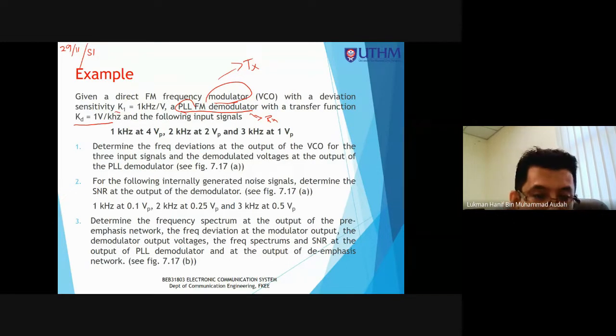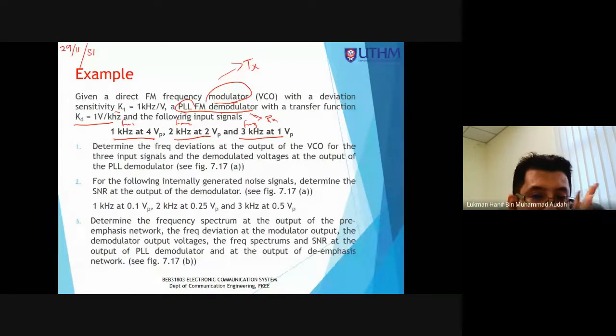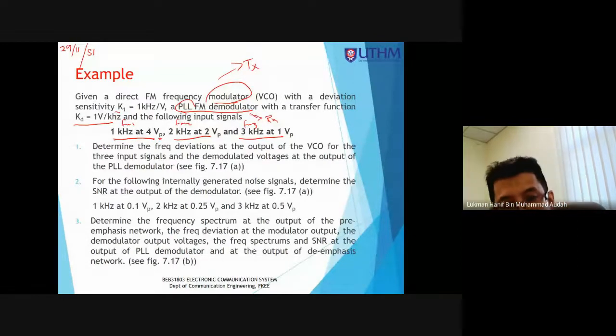So you ada 3 input. Ini input signal, this is a FM1, this is FM2, this is FM3. Dalam real world scenario, kita tak gunakan satu frekuensi, kita guna banyak frekuensi. Dan kalau you lihat di sini, ada 3 input message, 1 kHz, 2 kHz, 3 kHz. Masing-masing ada amplitude yang berbeza, 4, 2 dan 1 volt. VP here is a V peak.